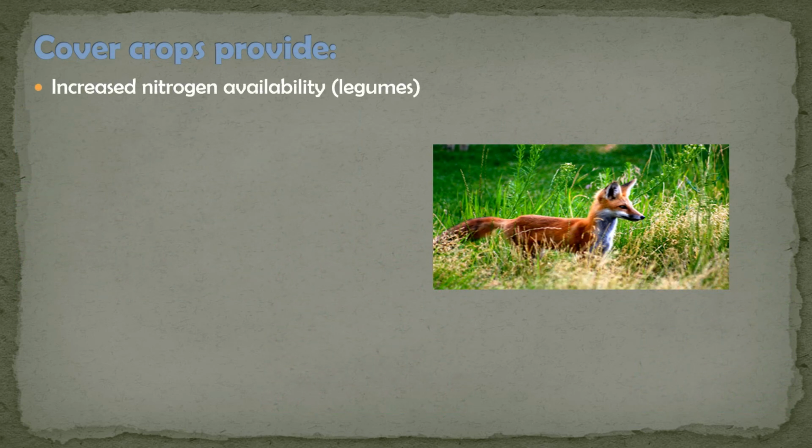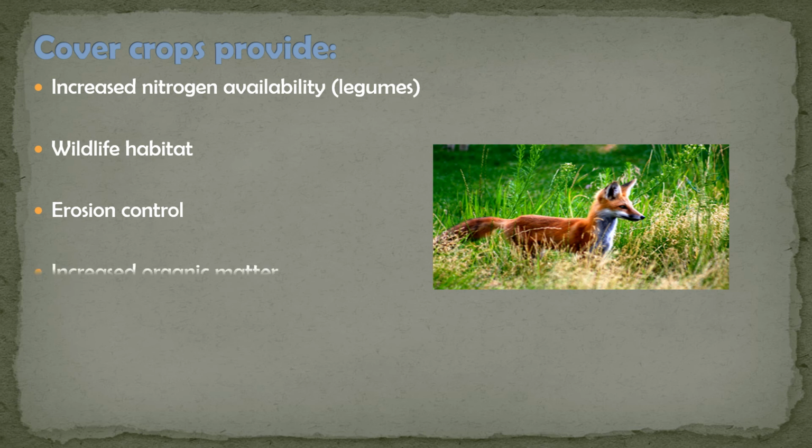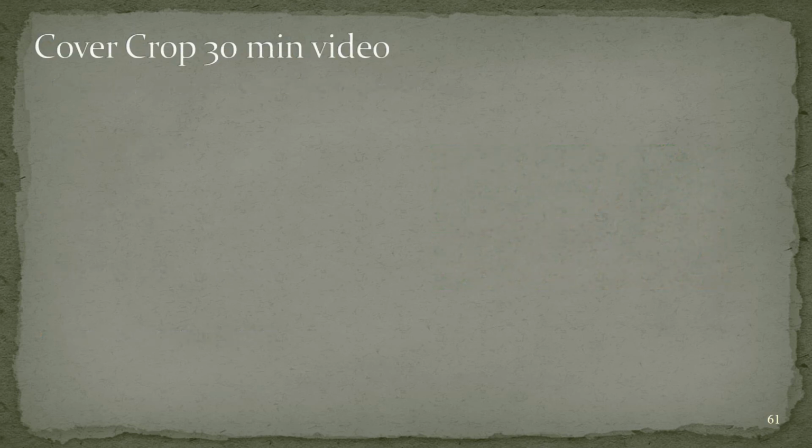It's pretty amazing. Increased nitrogen availability comes from legume cover crops. It also provides wildlife habitat during winter as well as spring, not to mention a food source. It provides erosion control. It increases organic matter. It decreases leaching.